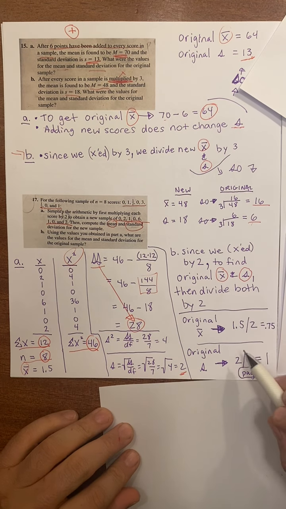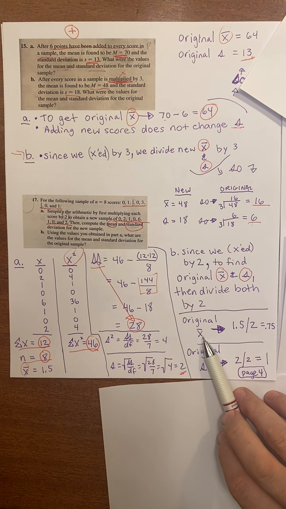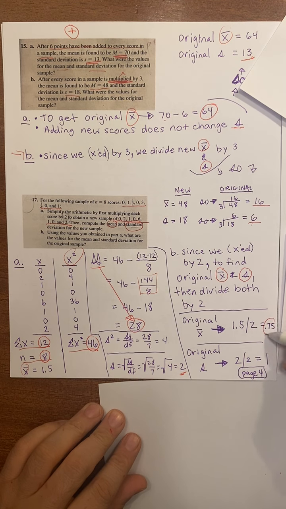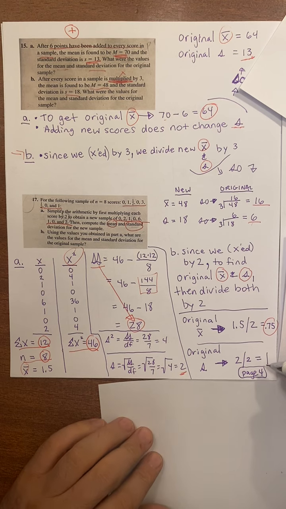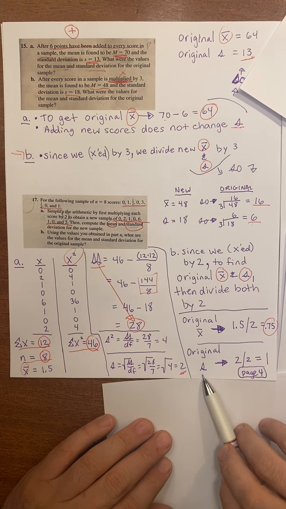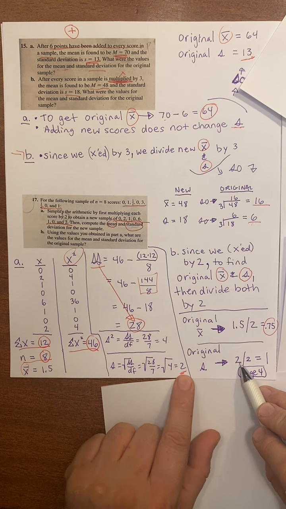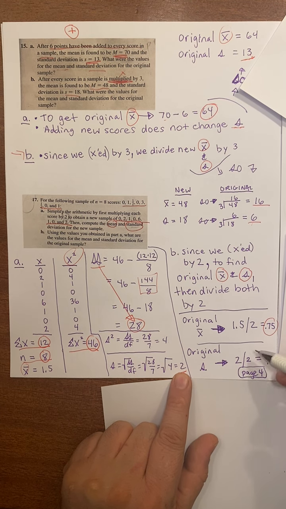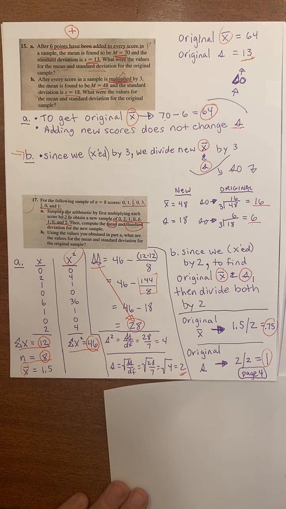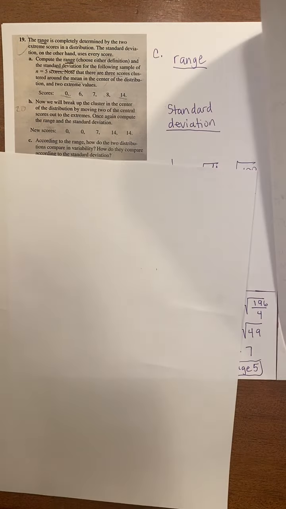So when we do that, we find that our original sample average was 1.5 divided by 2, which gives us 0.75. Oh, that's why I calculated the mean there. And also, our original standard deviation was 2 divided by 2. Why am I using 2 right here? Because that's what our standard deviation is here. We're going to divide it by 2, and so that means that the original standard deviation was 1. Okay. So now we're going to move on to question 19.